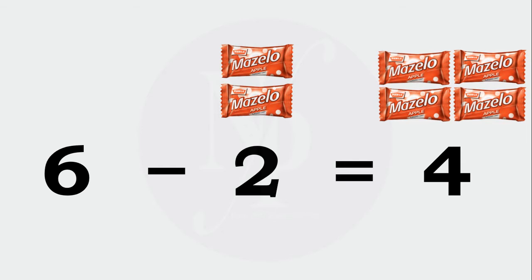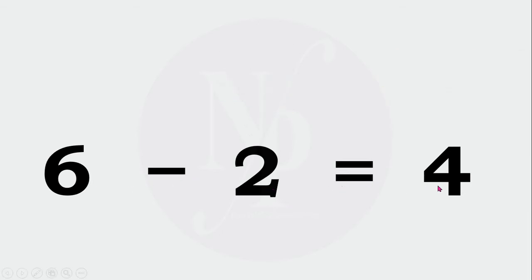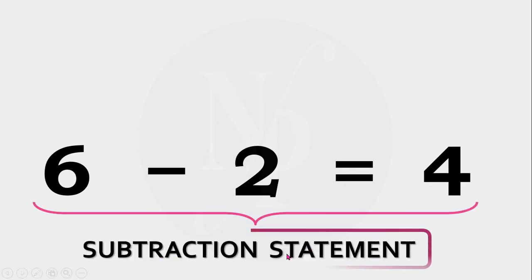erasers, marbles, balls, whatever. So in general, using numbers and symbols, we can write the subtraction as 6 minus 2 is equal to 4. Here the minus and the is equal to are the symbols which are used to represent the subtraction process. So here 6 represents some 6 objects. 2 represents the objects which are given away, taken away, or lost somewhere. So after subtracting 2 from 6, we get 4 as the difference. And this statement, 6 minus 2 is equal to 4, is called a subtraction statement.